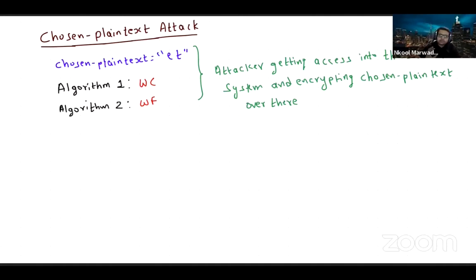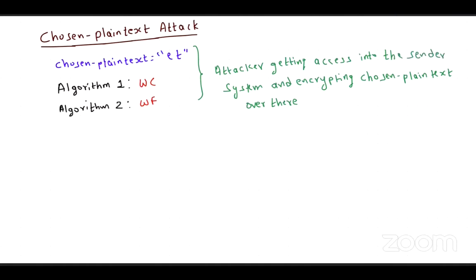Now, only using this information: the attacker was able to get into the system. He was able to get this information that for ET, I got WC as the ciphertext, and for ET, I also got WF as the ciphertext. Now, using this information, we will identify the key, and how we will do that we will see. That's my doubt: how to identify the key using this ciphertext. Yes, that we will see. Okay, let us try that.